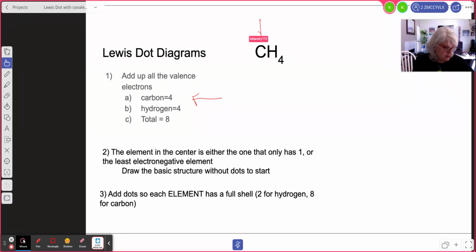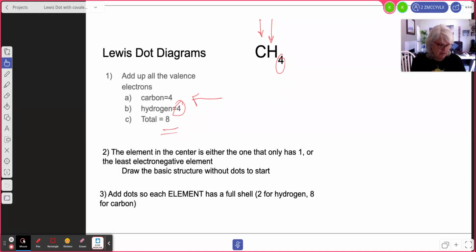So here we have a carbon, and carbon is in the 14th group, so we know it has 4 valence electrons. Hydrogen is in the first group or family, so we know it has 1 valence electron. But notice we have 4 hydrogens, so therefore we have 4 valence electrons that the hydrogens bring in.